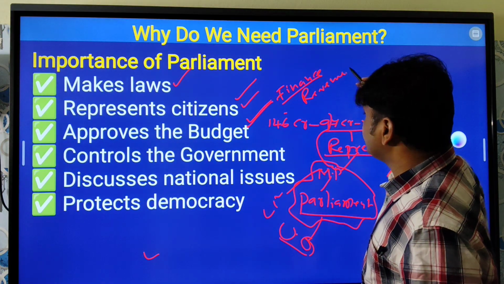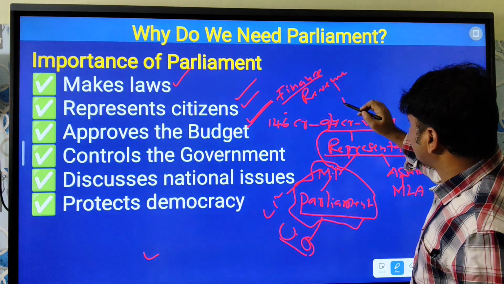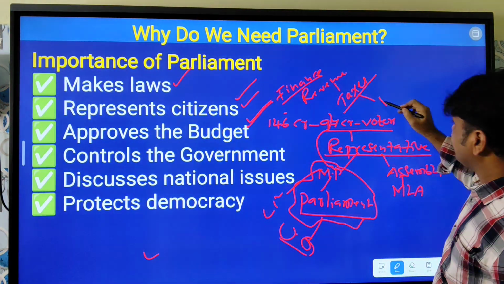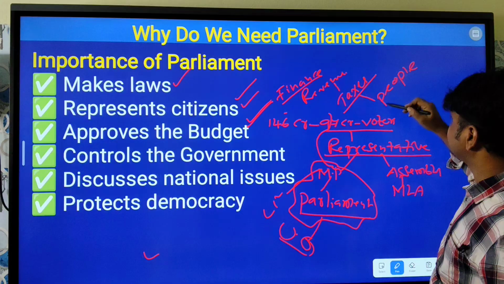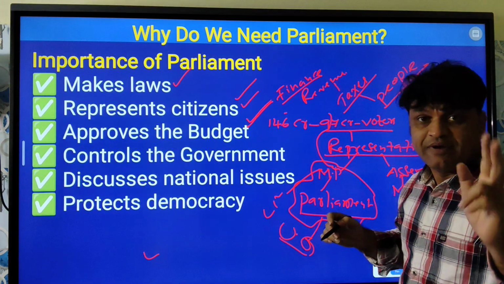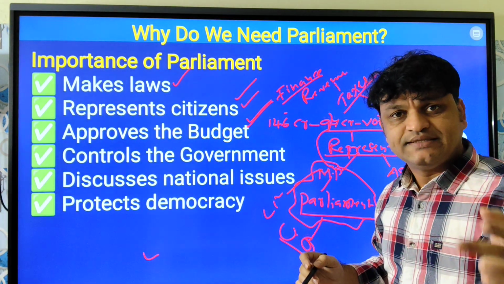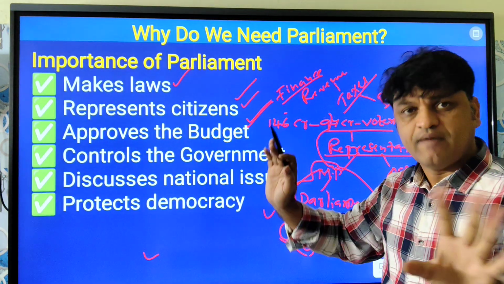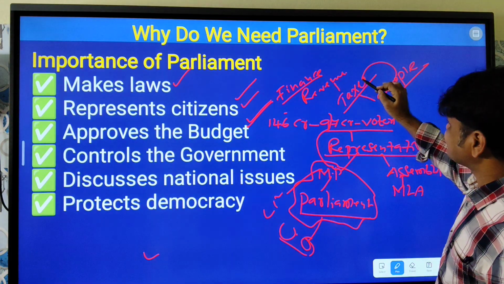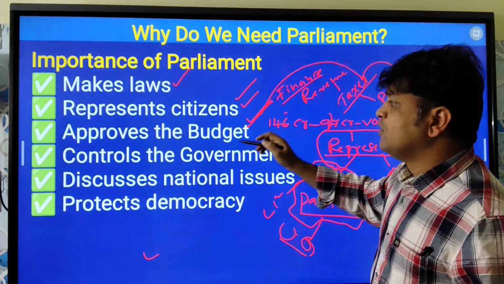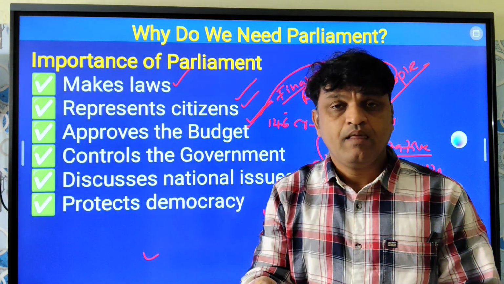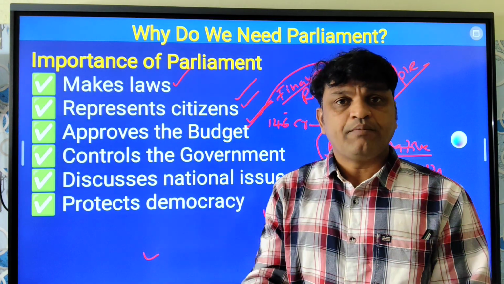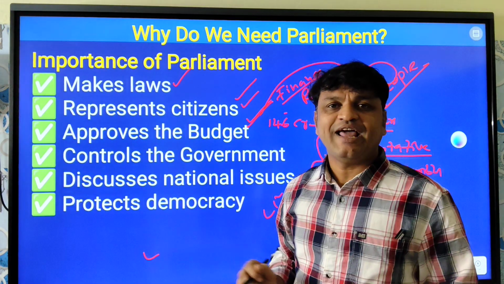How is the government getting revenue? Through taxes. Who is paying taxes? It is the people. Taxes are of two types: direct tax and indirect tax. Income tax is the direct tax, and GST is the indirect tax. I will explain when the tax structure comes. So people are paying taxes, and the government is getting revenue. The government got money and is spending it, but who has to approve? It's the parliament that has to approve.